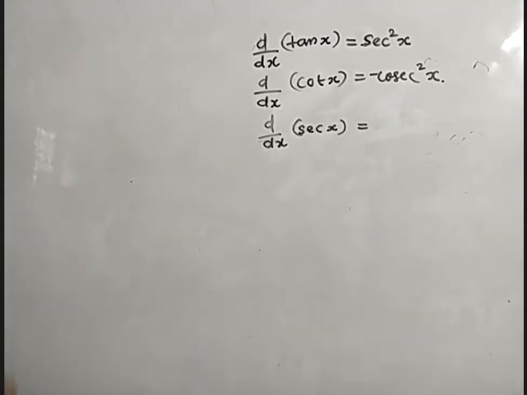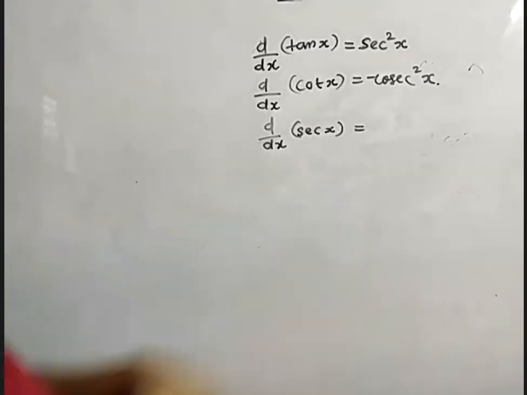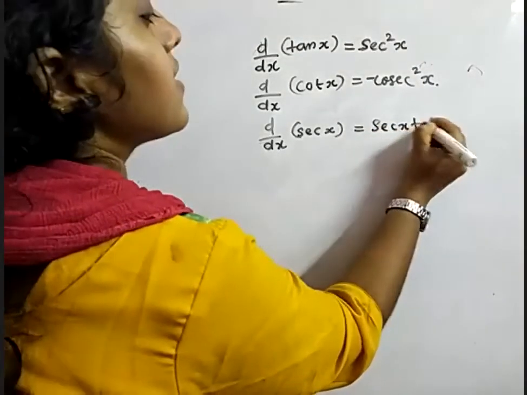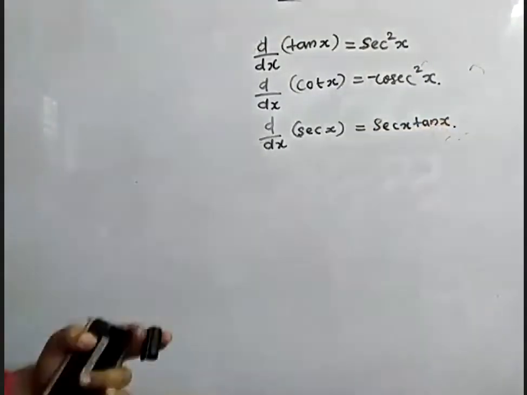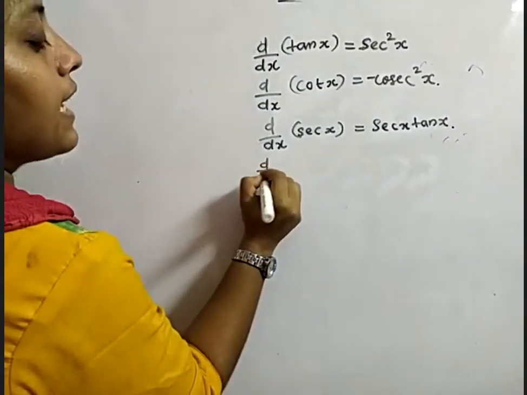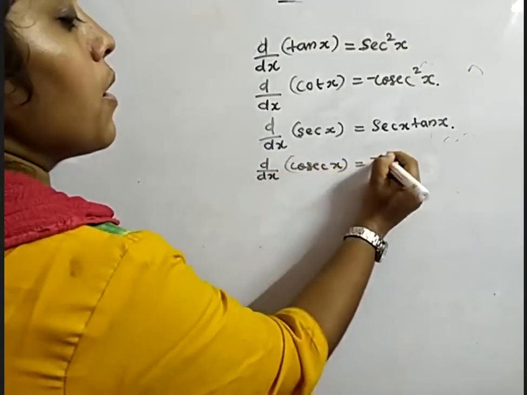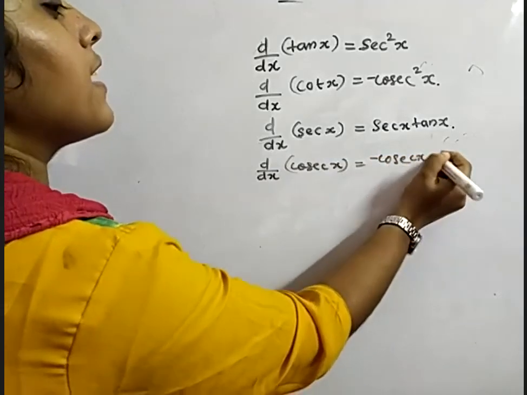Okay. D by dx of sec x. What is d by dx of sec x? Sec x tan x. And now d by dx of cosec x. What is d by dx of cosec x? Minus cosec x cot x.